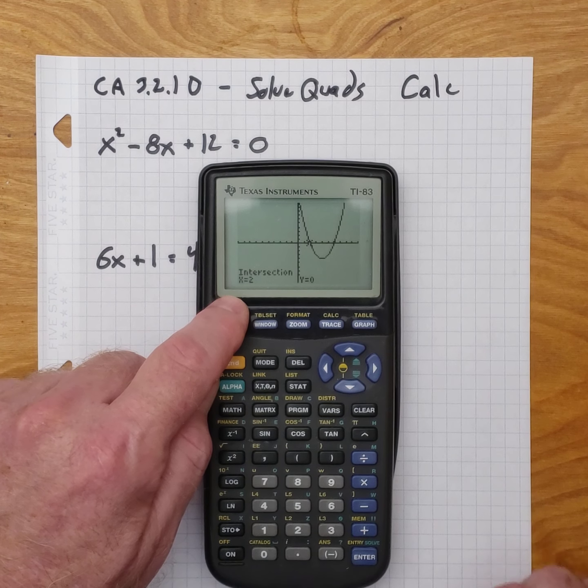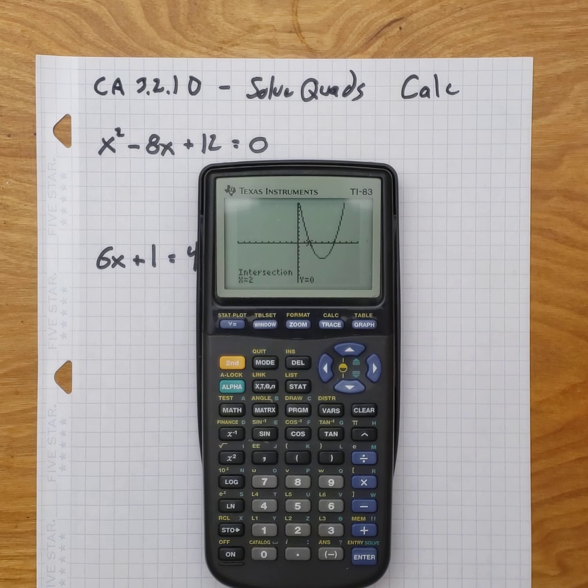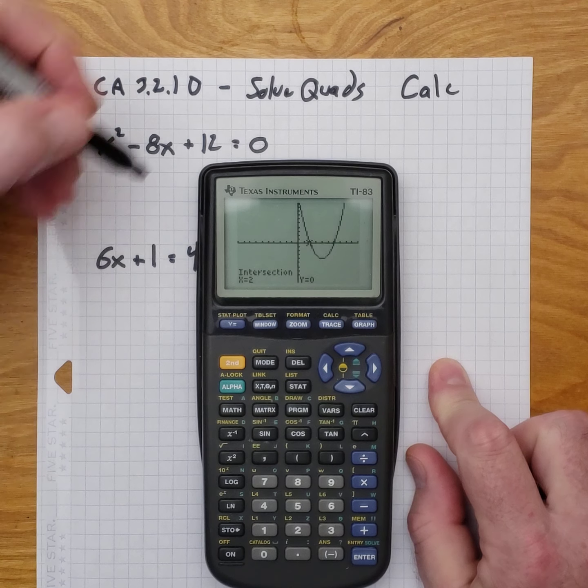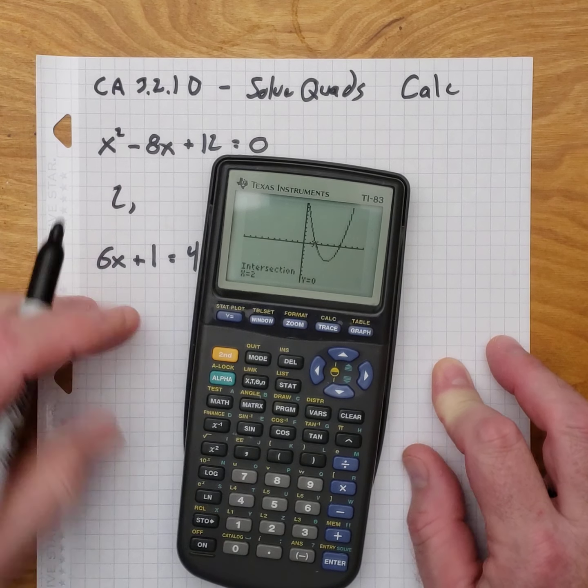And the first intersection point it finds is 2, 0. The x-coordinate's the only one we care about. The 0 just means that the value is 0 at that point. So this is our first solution, 2.